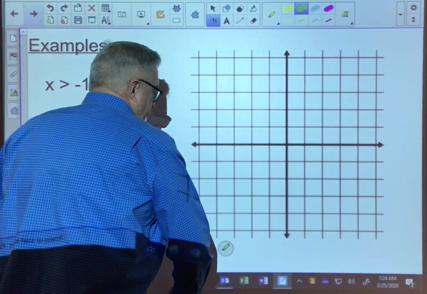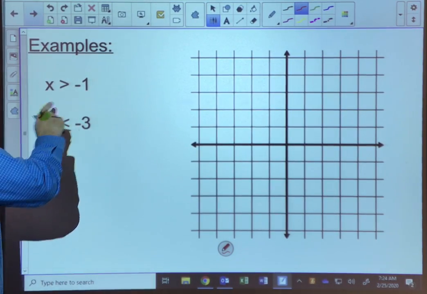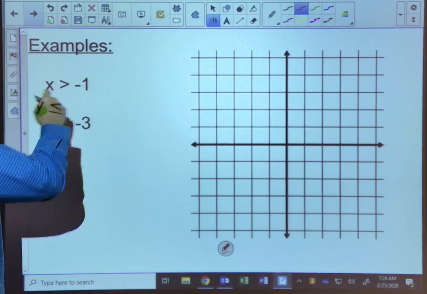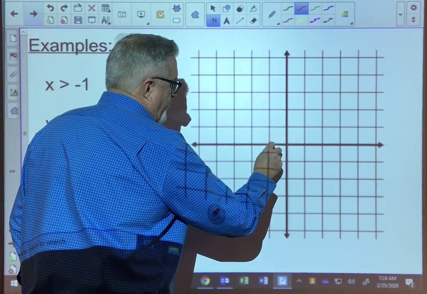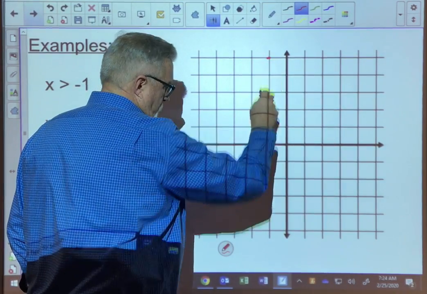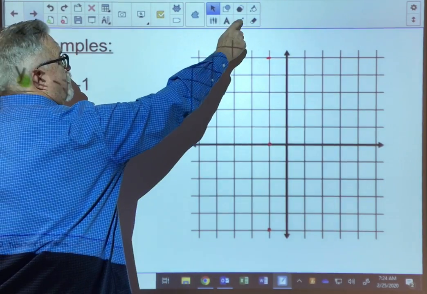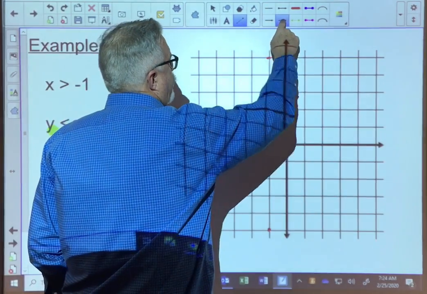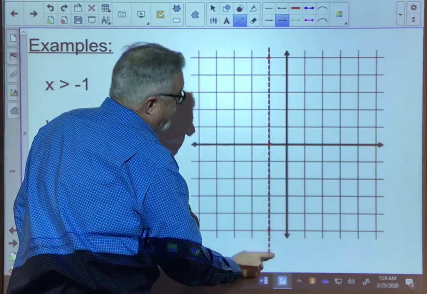So when we graph this one, it's just a vertical line, okay? And we know that the y is always greater than negative 1. So our boundary is actually going to be negative 1. Doesn't matter what y is, our boundary is always negative 1. So we're going to go ahead and draw a vertical line. We do not have the or equal to part, so we need to use a dotted boundary. So our dotted boundary is actually going to be right here.